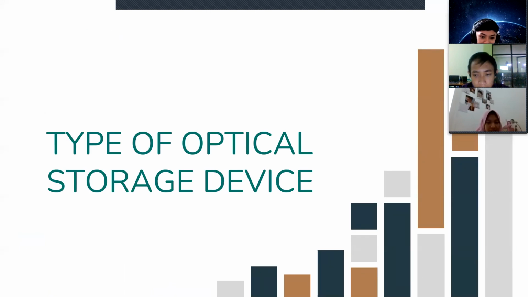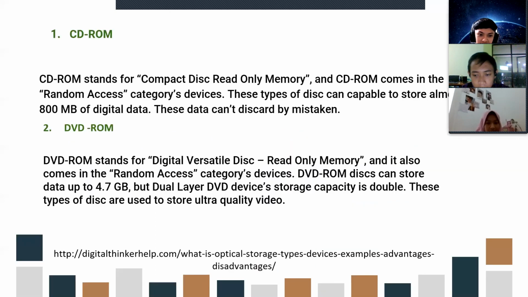Types of optical storage devices. First, CD-ROM. CD-ROM stands for compact disk read-only memory, and CD-ROM comes in the random access category of devices. This type of disk is capable of storing almost 800 MB of digital data. This data can be discarded by mistake.